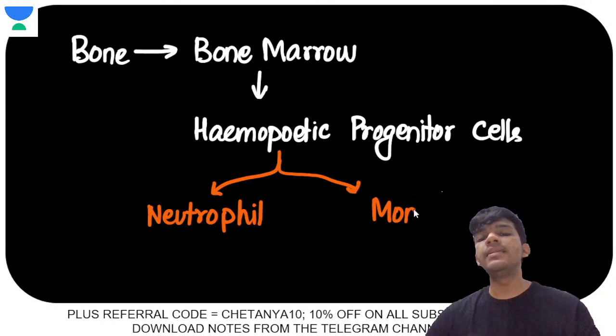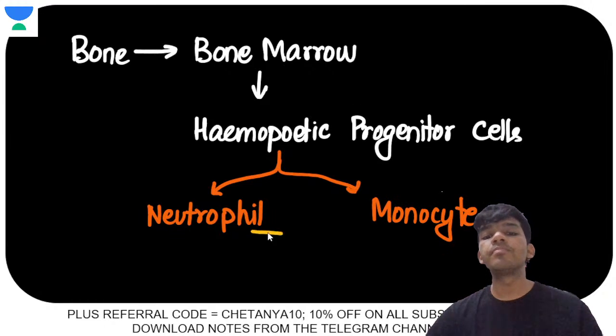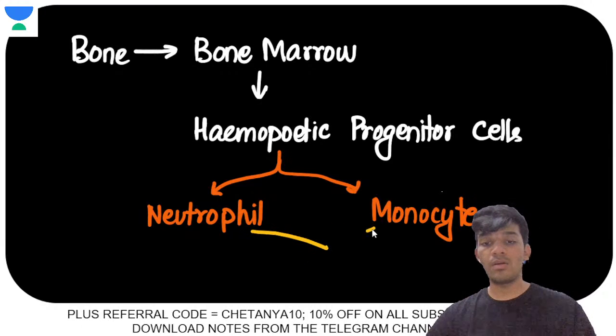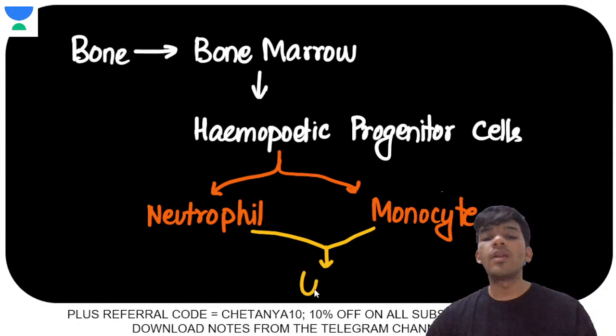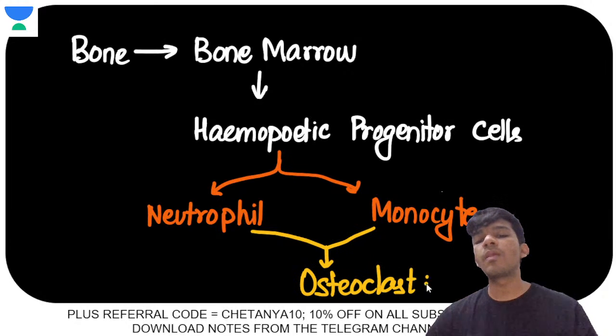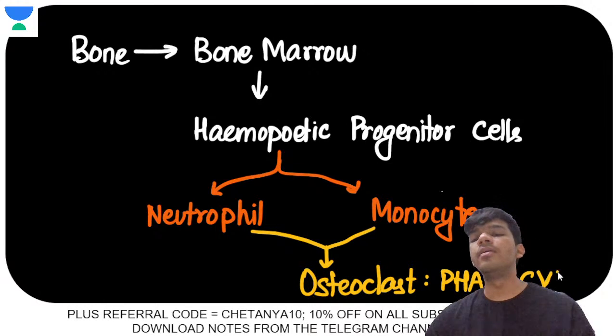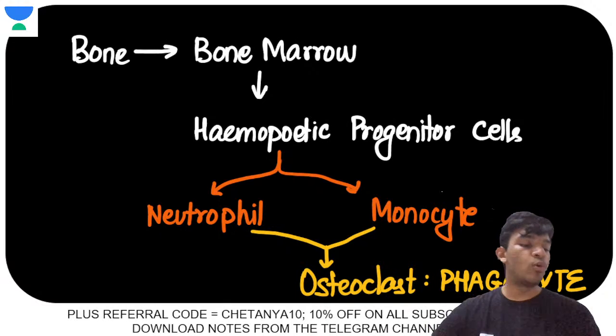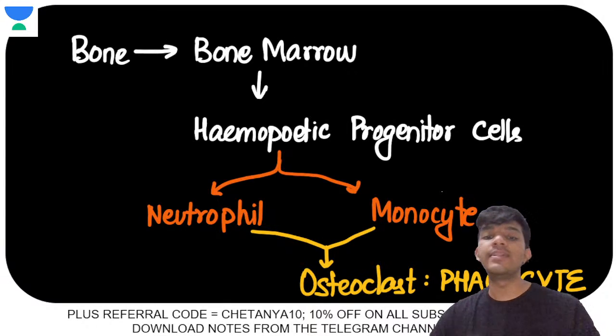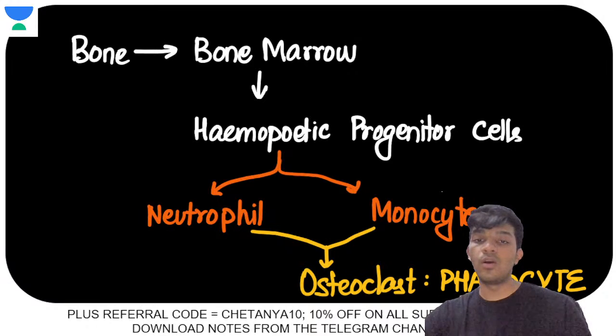Cells of both these lineages, they combine, right? And what is formed here is osteoclast, which is a phagocytic cell. If you remember that neutrophils can also perform phagocytosis and monocytes are nothing but macrophages of the blood, so they can also perform phagocytosis. So when you combine both these phagocytes, you get a super phagocyte, that is the osteoclast. Okay.